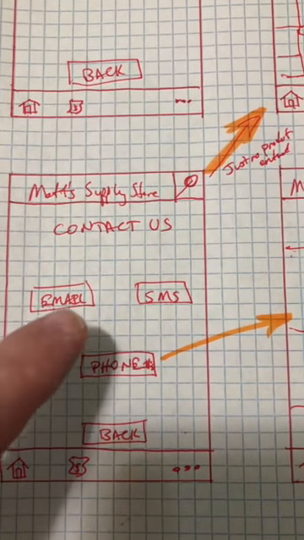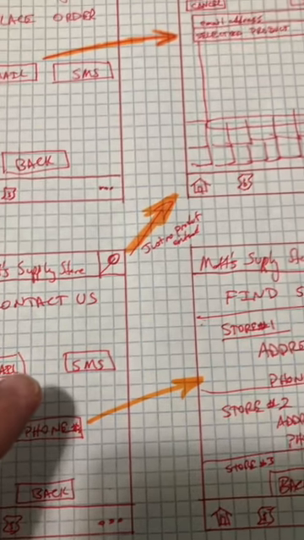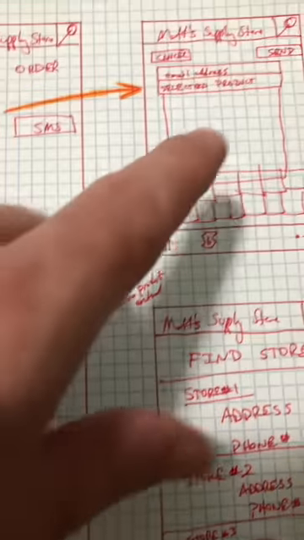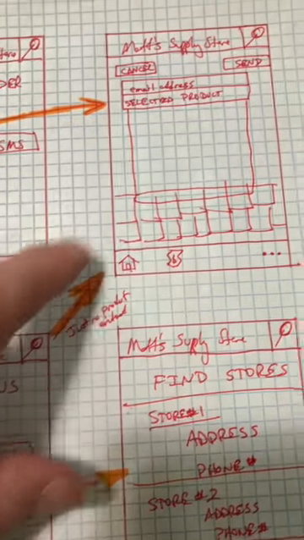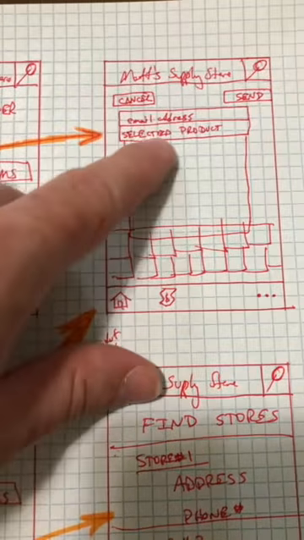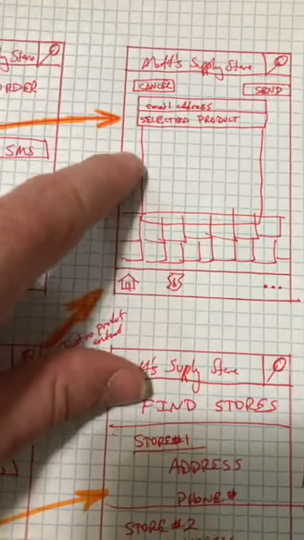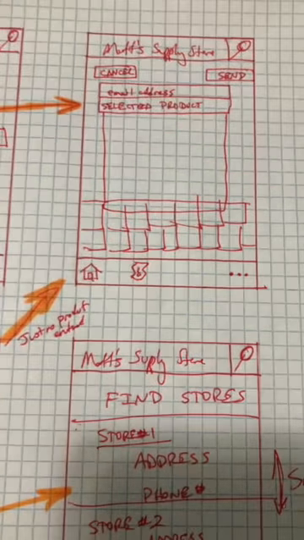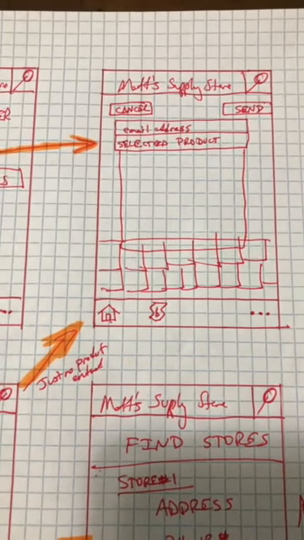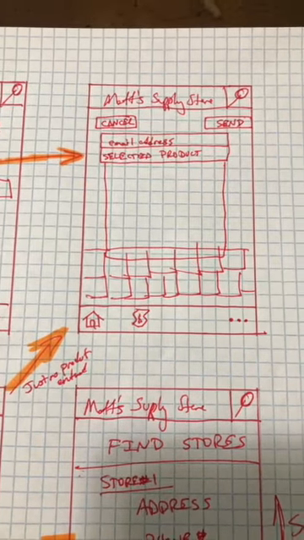So coming down here to the contact us button, you have email, SMS, phone, back, and so from the contact us, they should be able to also send an email from that. Now this will be a different email. It won't have a selected product. You'll be able to enter in whatever item or subject that you want for that particular conversation that you're having with them.